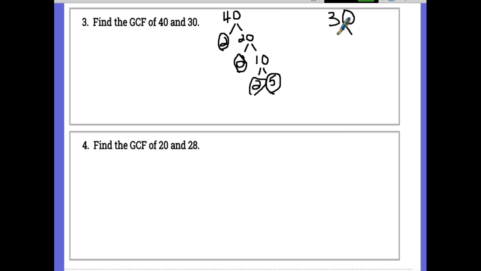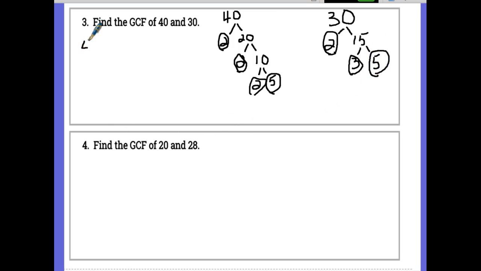So now I'm going to come to 30. Smallest prime number, still 2. 2 times 15. Circle the 2 because it's prime. 15, however, is not. Smallest prime number is 3. 3 times 5 is 15. Going to circle the 3, going to circle the 5.